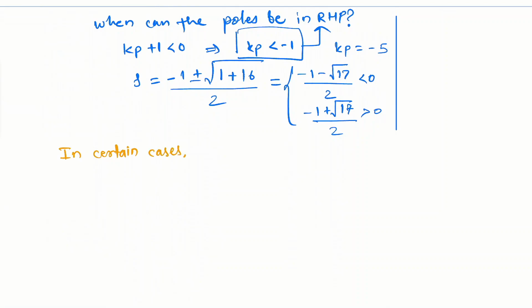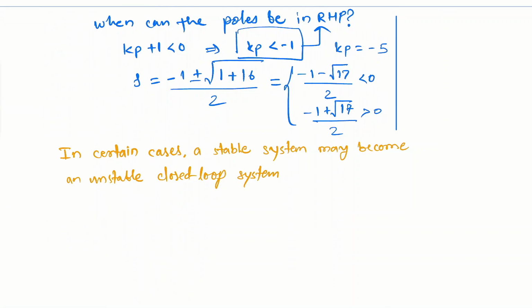In certain cases or situations, a stable system may become an unstable closed loop system if the controller is not tuned properly.